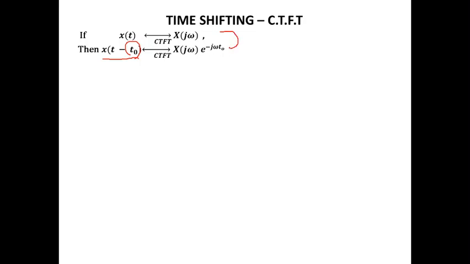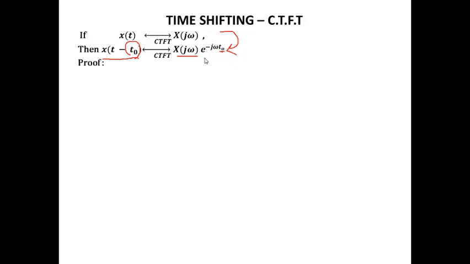What will be the change in the Fourier transform? The change is that your original Fourier transform will get multiplied by e power minus j omega t naught. So this term is contributed because of this particular shift. This is a property called time shifting. So a time shift of t naught in the time domain gives rise to multiplication of its Fourier transform by e power minus j omega t naught.